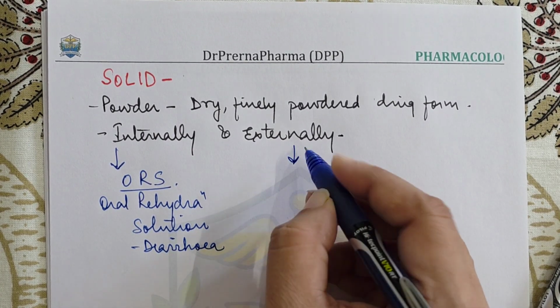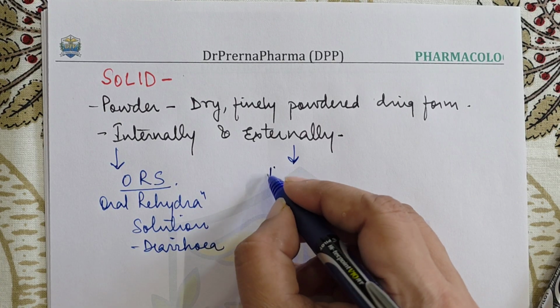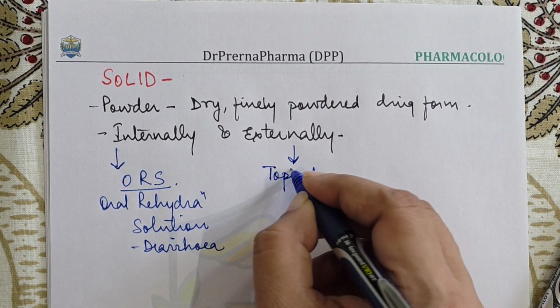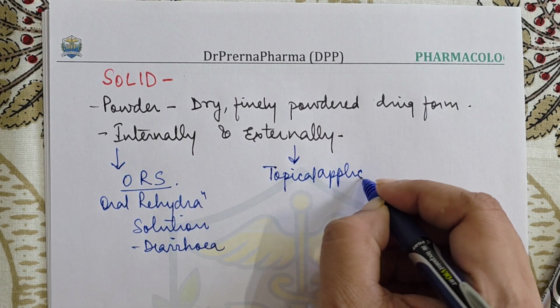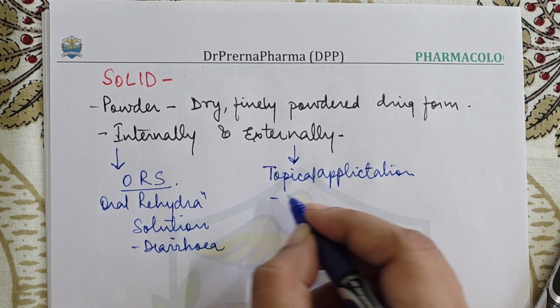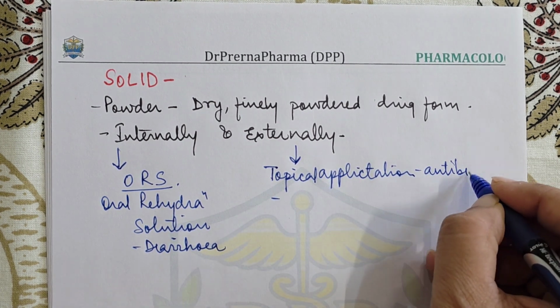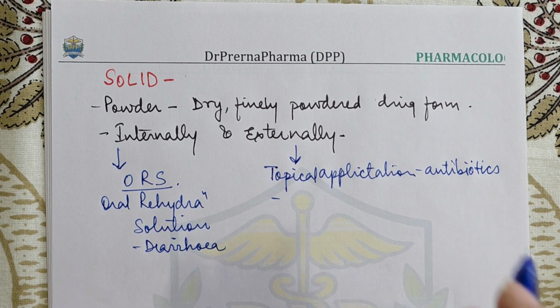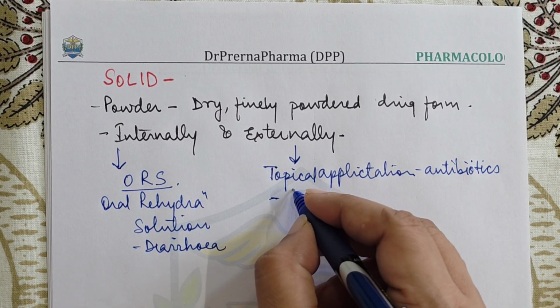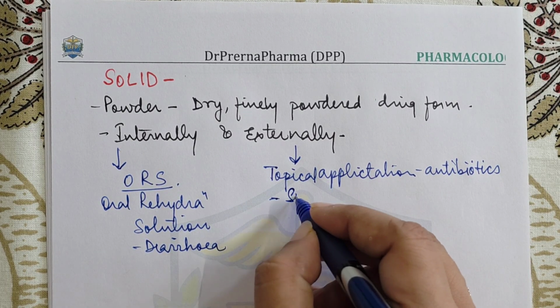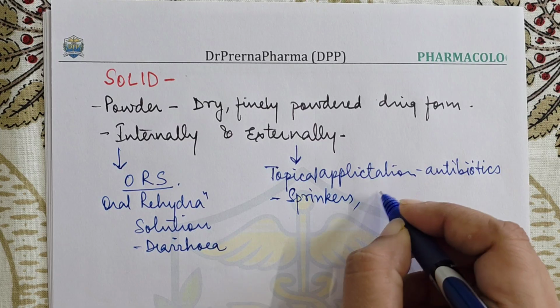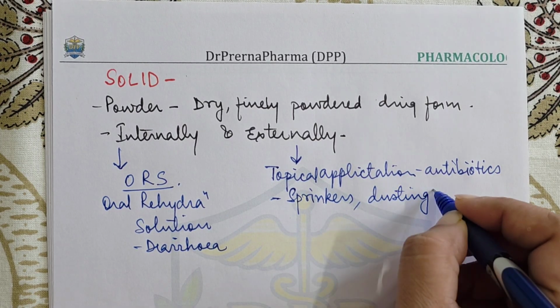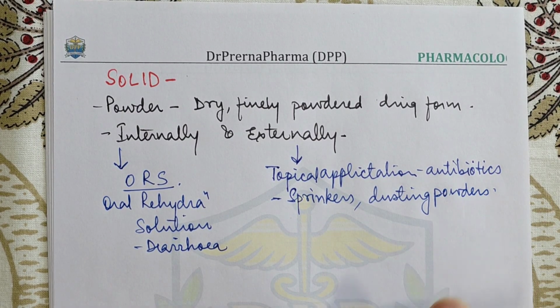Now externally, we have some topical application powders, which can be like antibiotics. So if there is some wound, then you can just dust that powder there, antibiotic will go. Or we can have sprinklers, or we can have dusting powders, right? So we have powders for external as well as internal use.